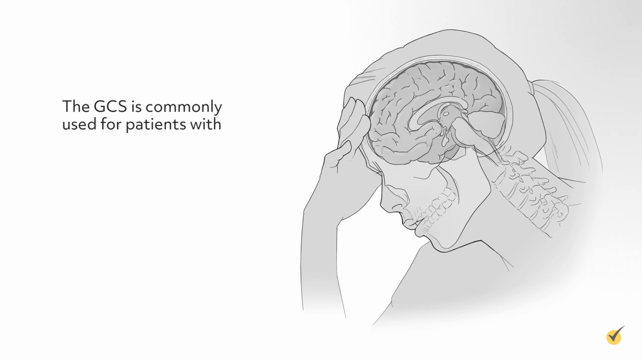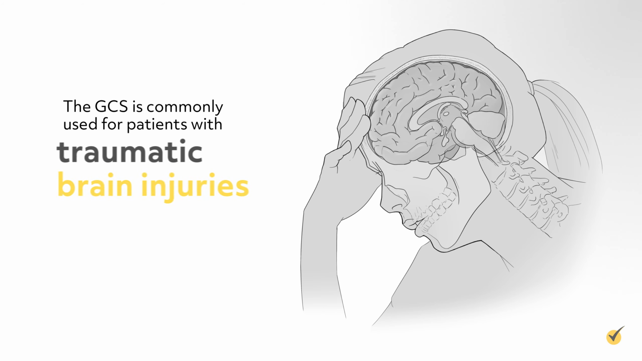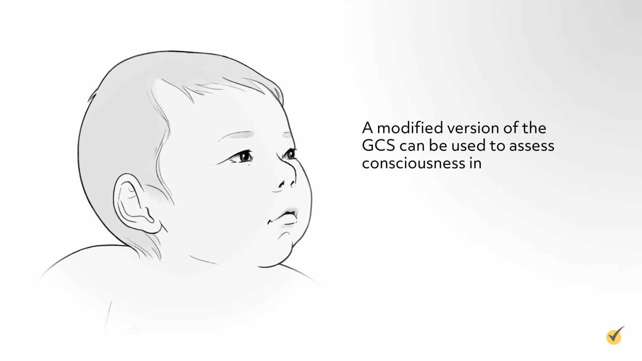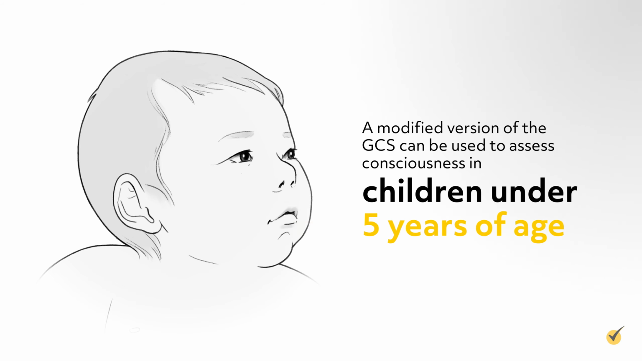The GCS is commonly used for patients with traumatic brain injuries, but can be used to assess consciousness in many situations. A modified version of the GCS can be used to assess consciousness in children under 5 years of age.